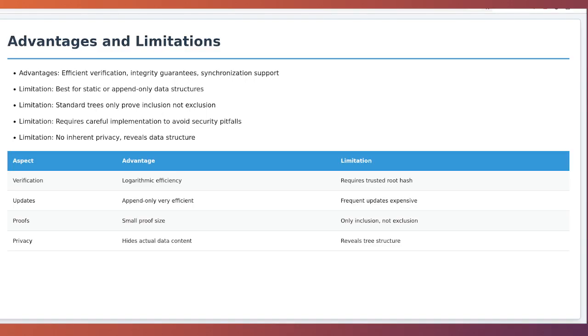Finally, Merkle trees provide no privacy. They reveal the structure and hashes of data. For applications requiring privacy, techniques like zero-knowledge proofs or encrypted Merkle trees add complexity and overhead. Understanding these trade-offs helps in deciding when Merkle trees are appropriate and when alternative structures might be better suited.